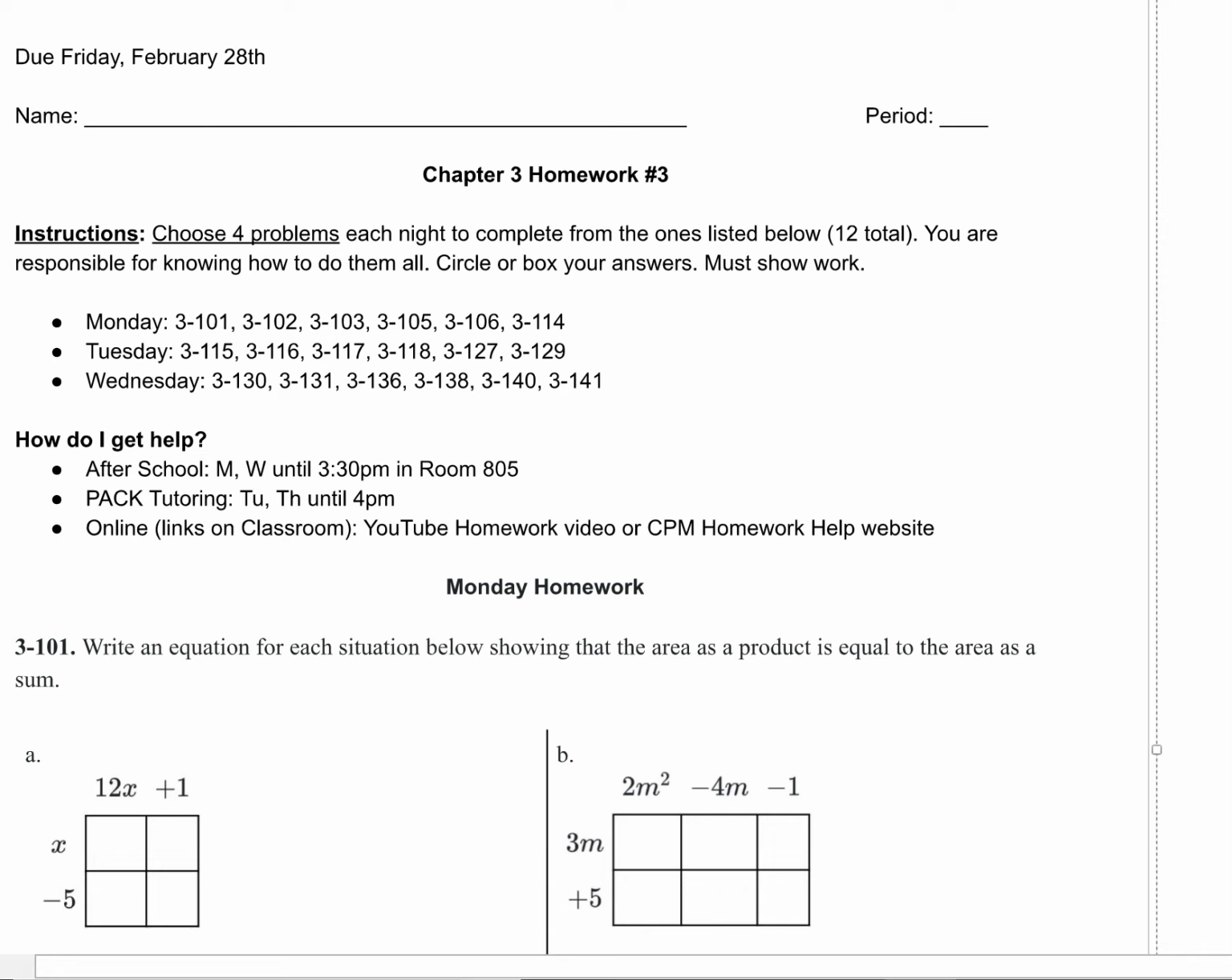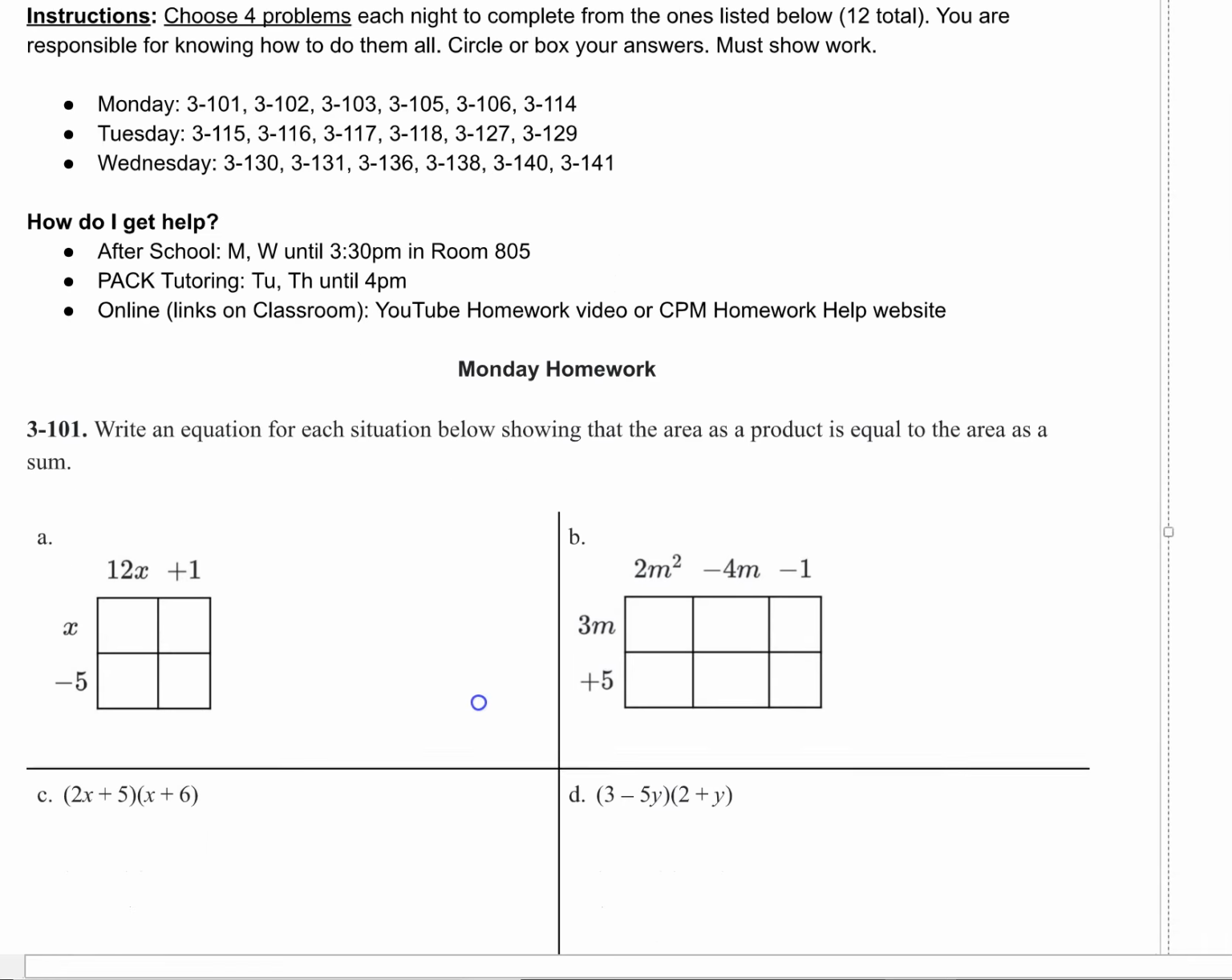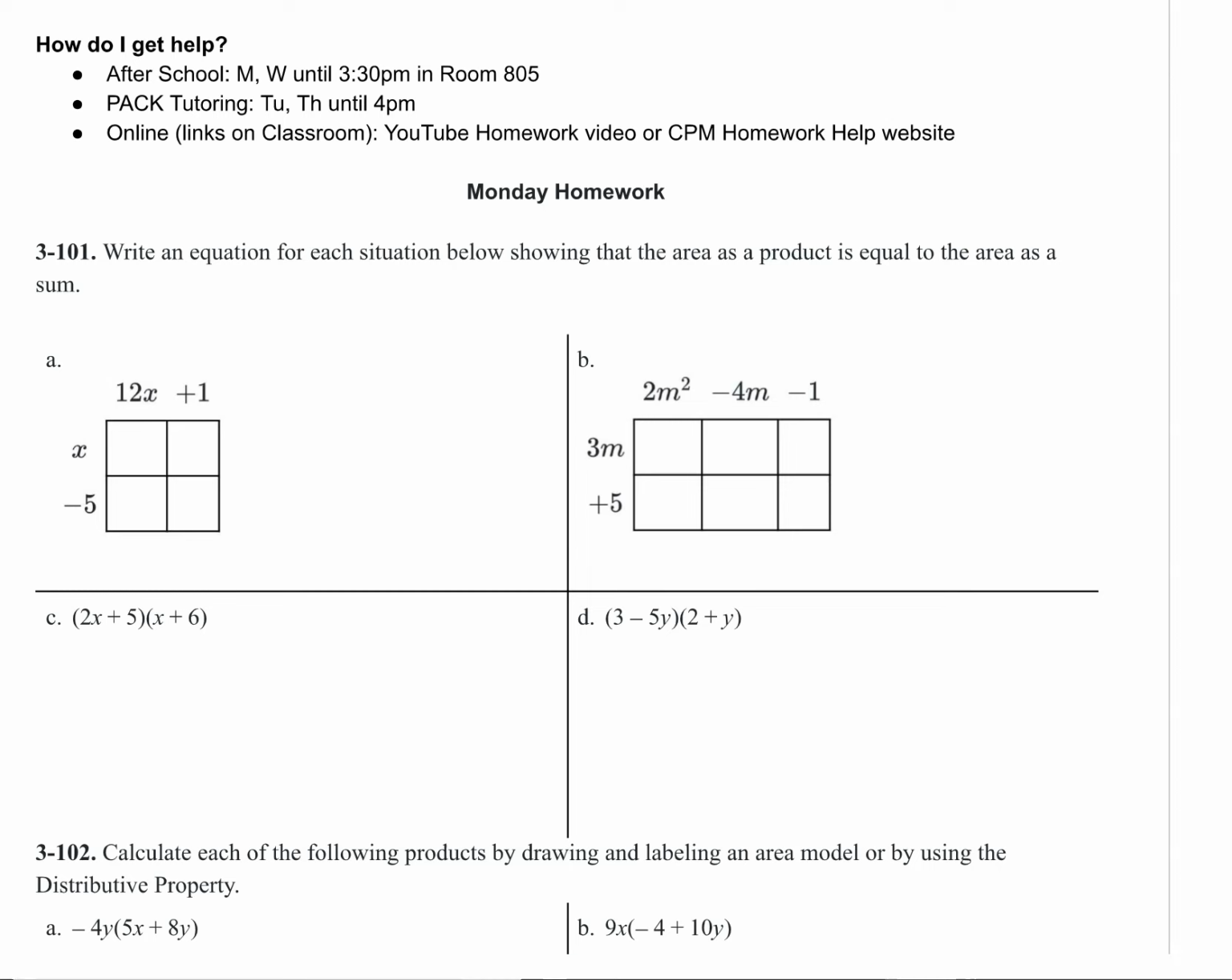This is homework 3, starting with problem 101. Write an equation for each situation below showing that the area as a product is equal to the area as a sum. I'm going to be solving these two. Start with B. Multiply to fill in the squares.